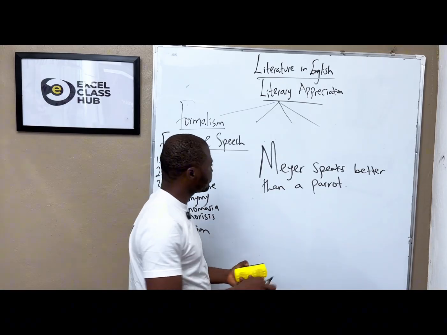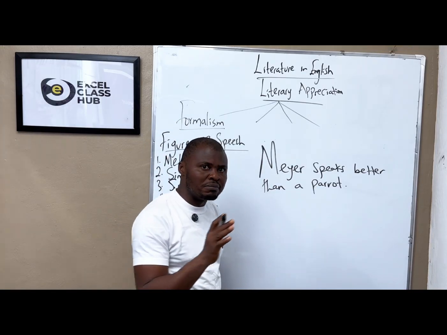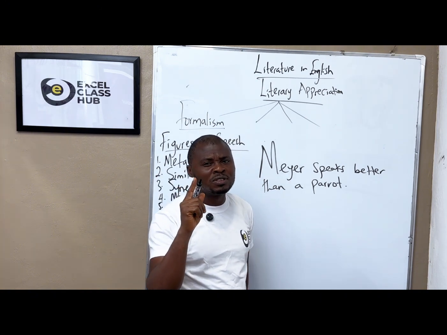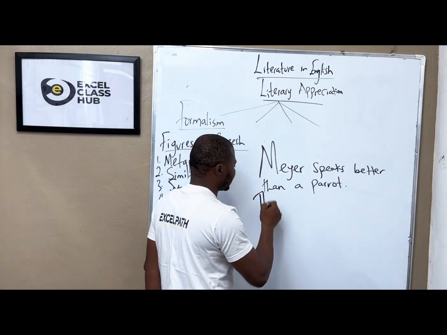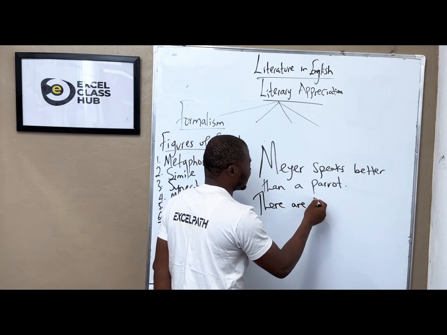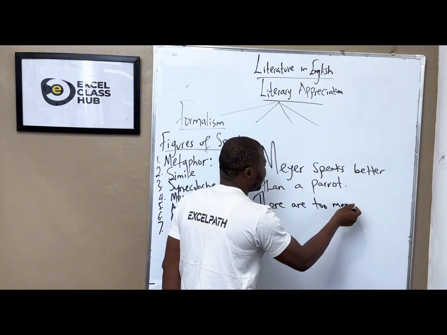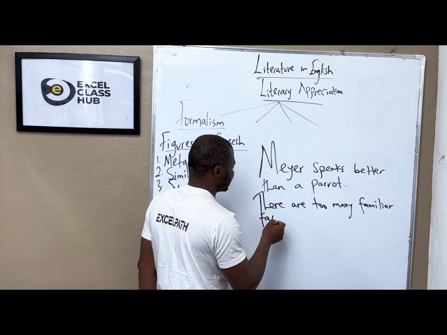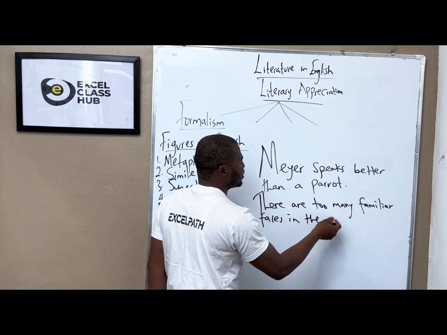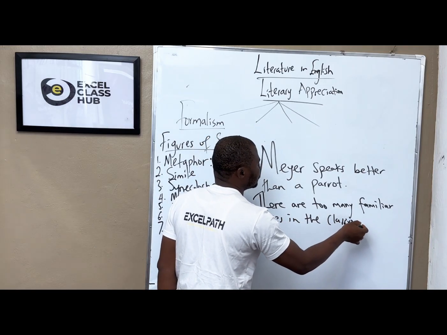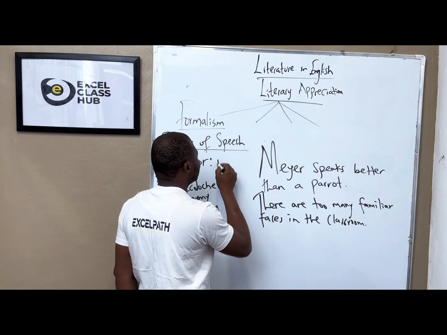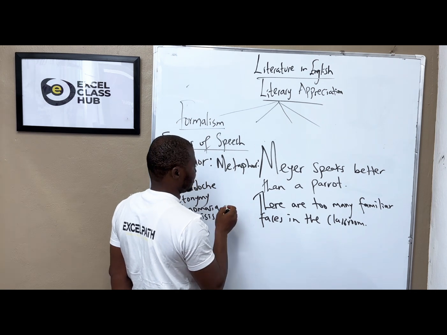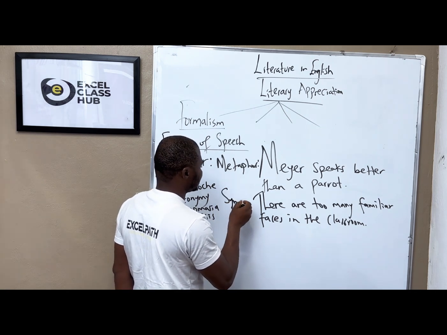So let's say you are a human being, you have different organs, you have different tissues. So let's use one part of your body to represent you. So if I say there are too many familiar faces in the classroom, this is a synecdoche.